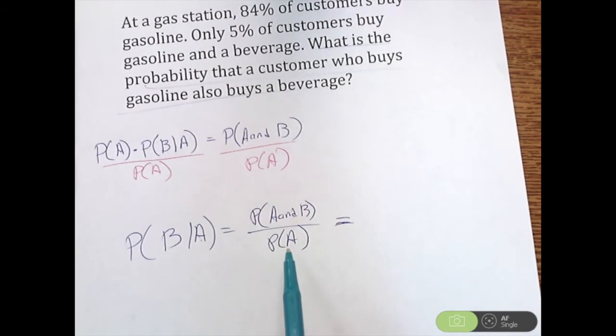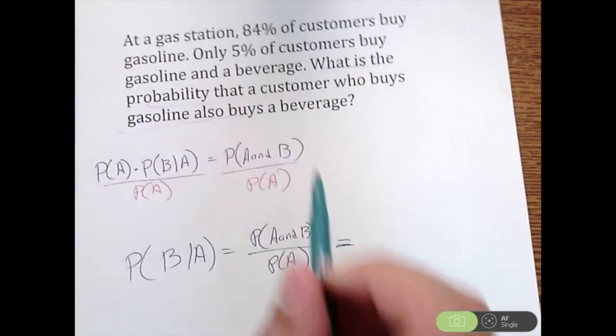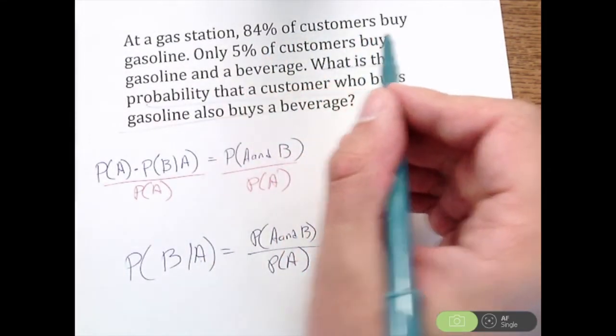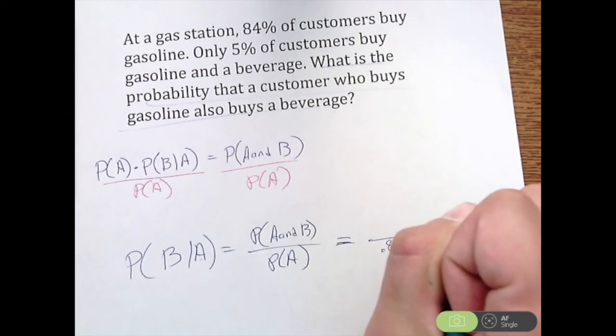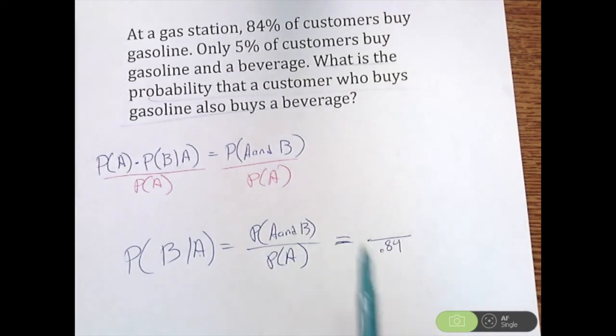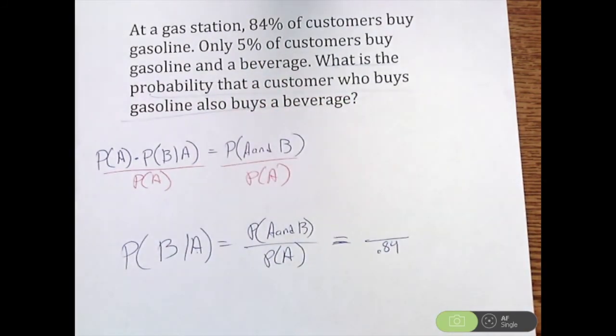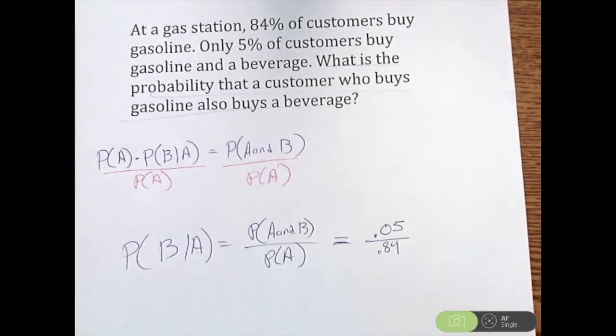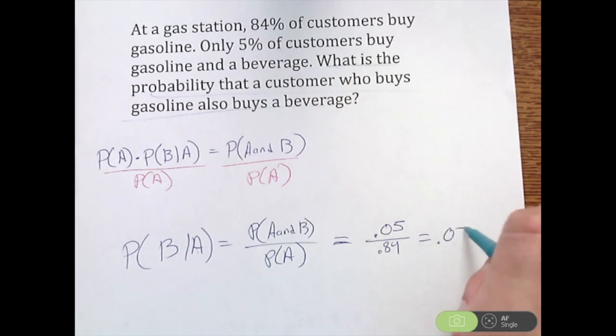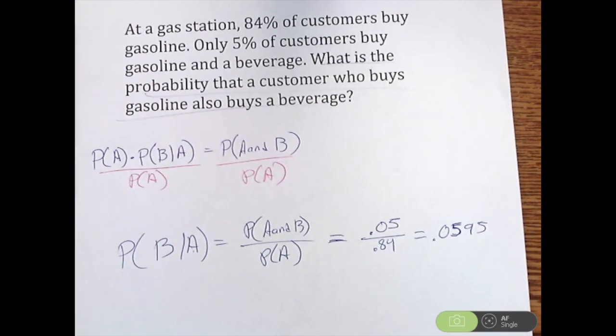So what's the probability that they bought gasoline? P of A. Well, in the problem it says 84% of customers buy gasoline, so we're going to divide by 0.84. But we need to put on top the probability that they got gasoline and a beverage. That was only 5% of customers, which is 0.05. When you take 0.05 divided by 0.84, you end up with 0.0595 as that probability. And that was just a couple conditional probability problems.